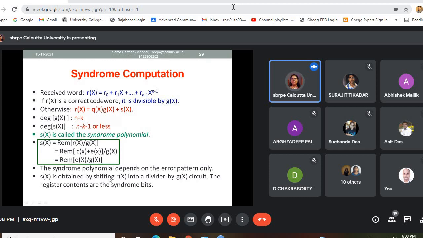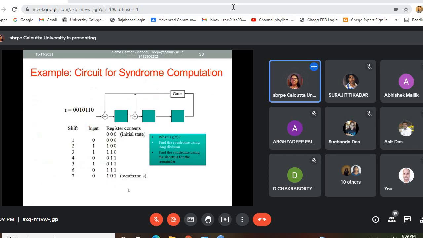Sx is obtained by shifting Rx into a divide-by-Gx circuit. The register contents are the syndrome bits. So in the same way as encoding, the decoding is also done by means of a shift register. The generator polynomial will be treated as weights in the decoder, and the modulo 2 adder is the main building block of the decoder circuit.